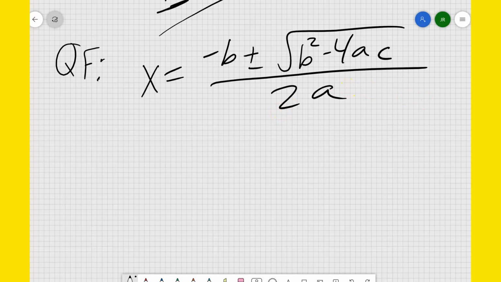Again, sing that to yourself a few times, and it'll probably stick with you for the rest of your life. All right, let's look at an example of how this actually works.